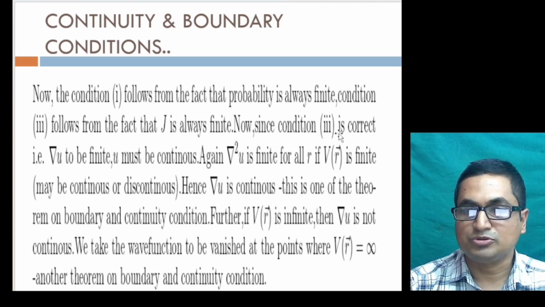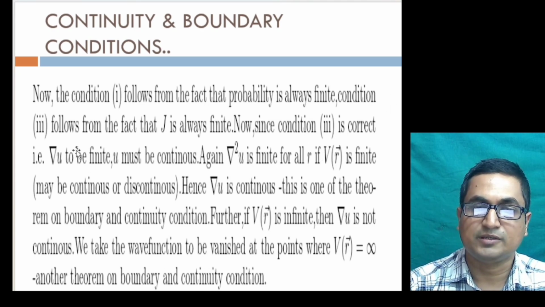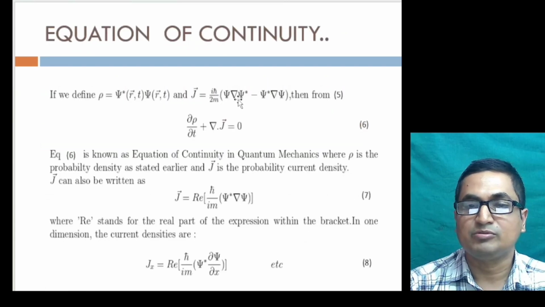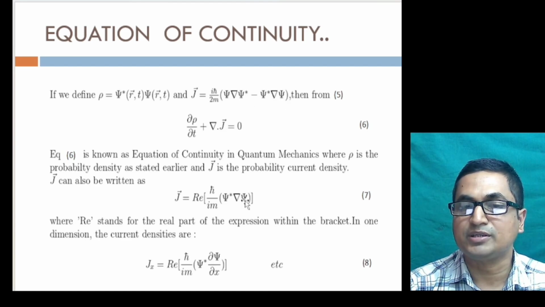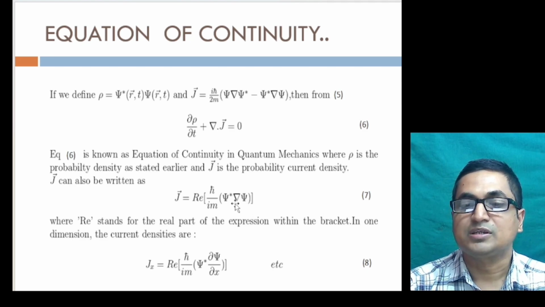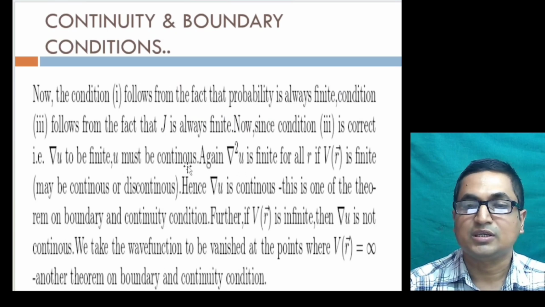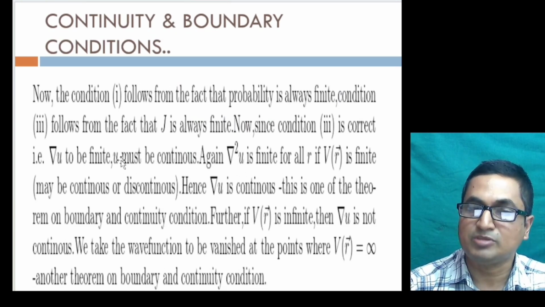Now, since condition 3 is correct, j is finite. If j is finite, this must be finite, because j is given by this. Since psi is finite, and also nabla psi star is finite, or nabla psi is also finite. Or if you look at equation 7, nabla psi is finite, since j is finite. So since nabla psi is finite, from the concept of differentiation we can say that u must be continuous, or psi must be continuous.